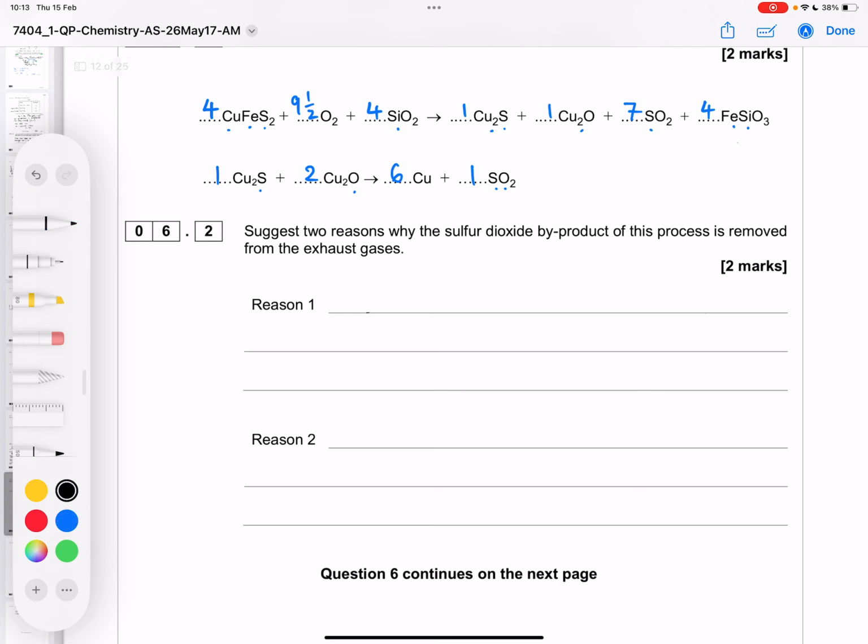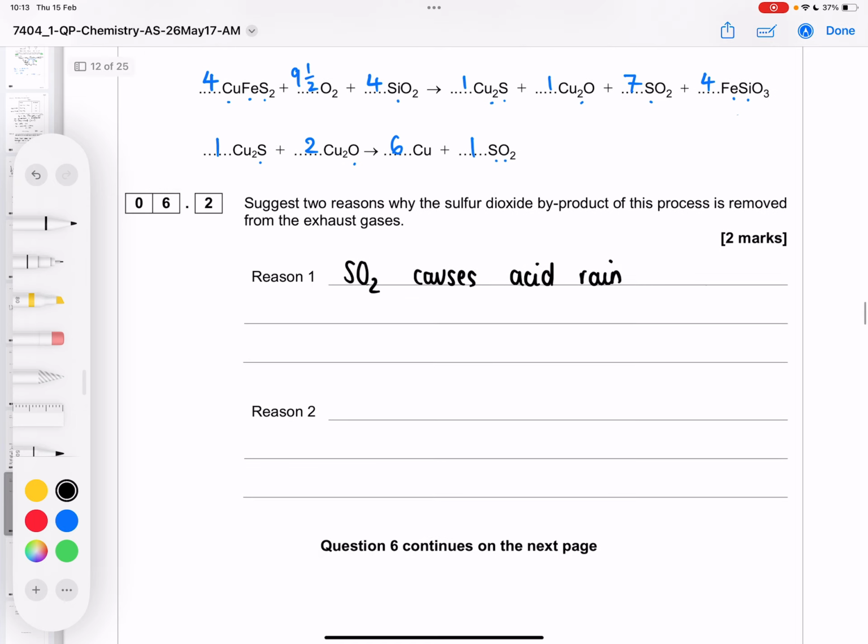So the next part of the question says, suggest 2 reasons why sulfur dioxide byproduct is removed. So the first thing we're trying to remember from our knowledge of fuels, in fuels we learned that sulfur dioxide causes acid rain. So that would be one reason to remove it. And in our group 7, we learned that sulfur dioxide is a choking gas. So it's toxic, we don't like it, it's going to cause us breathing problems. So we wouldn't want it to be in our atmosphere.